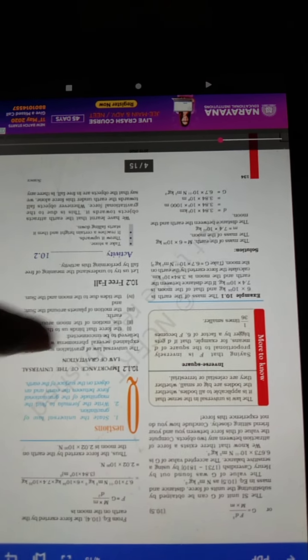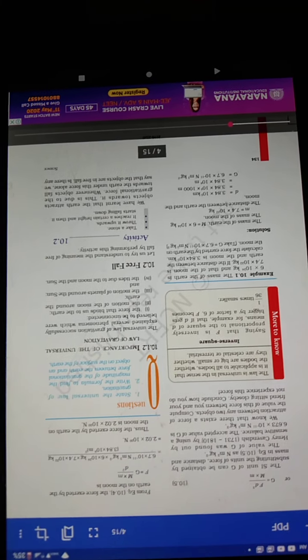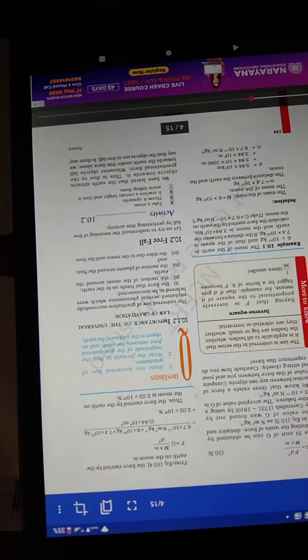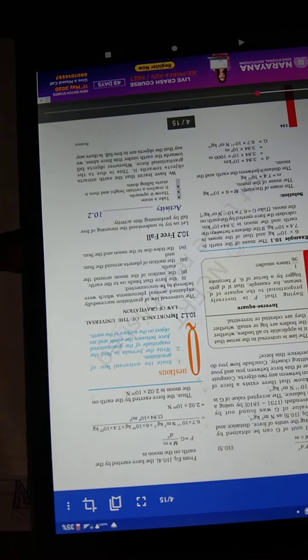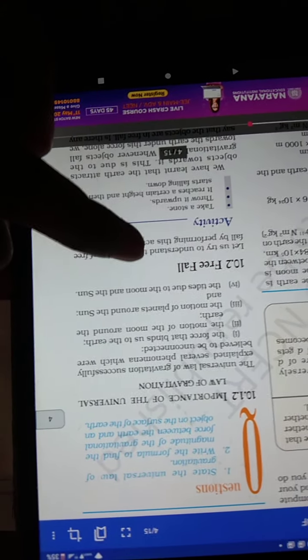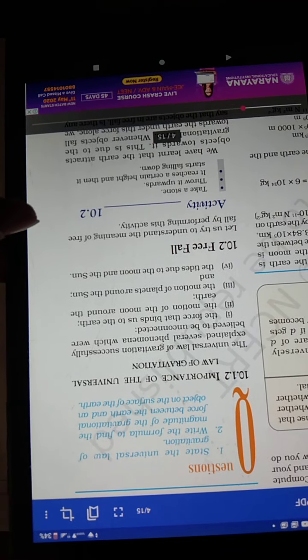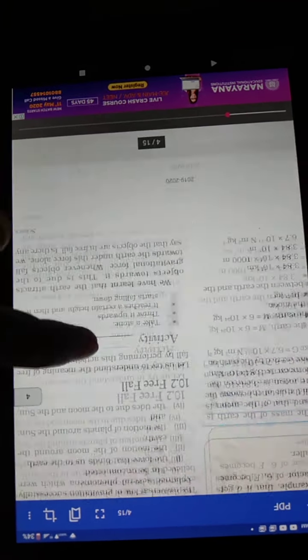Then we will understand the general importance of the universal law of gravitation, means how it is important, where it is important, and when it came into understanding, what it was used for. It was used for understanding that it is necessary for the motion of planets. It plays an important role in knowing about the tides, for the motion of the moon around the sun, and all this free fall.